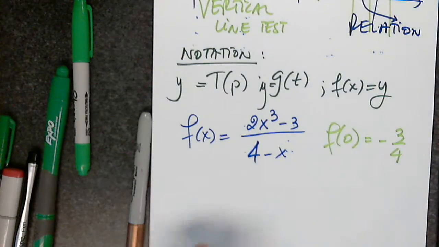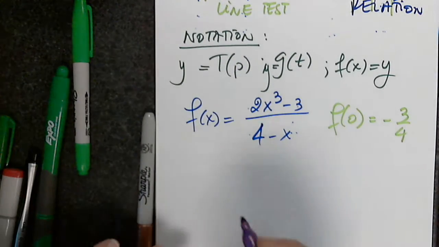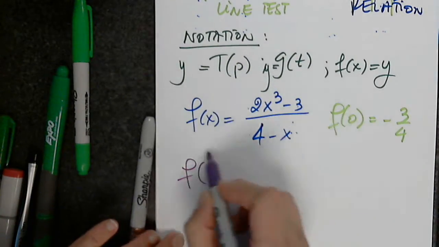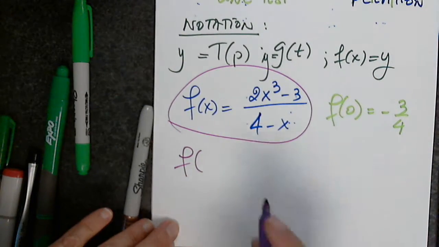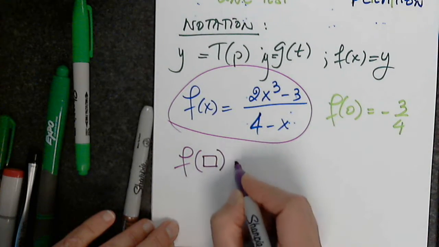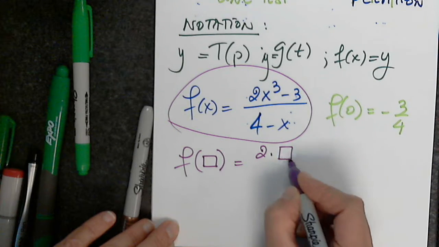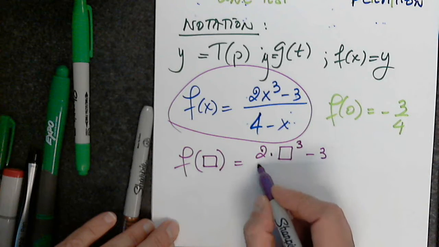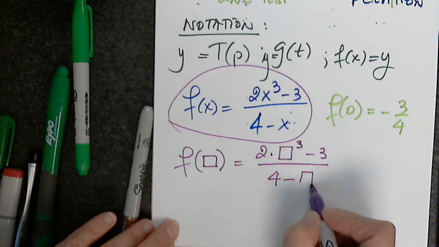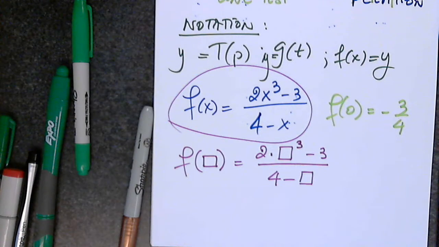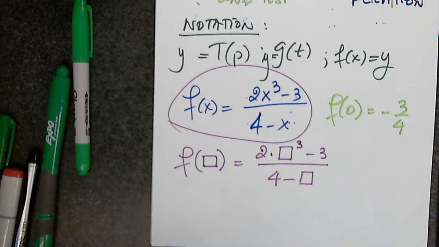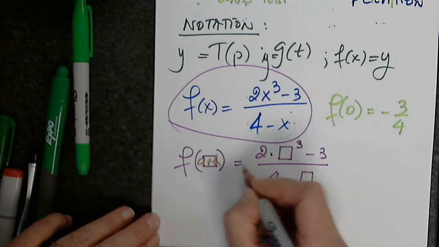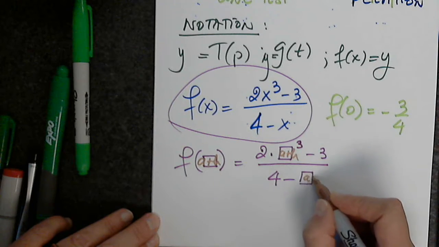And here's how I look at the function, and this is very important to understand. So this pattern tells me this: f of whatever equals 2 times whatever to the third minus 3 over 4 minus whatever. This is the pattern. This is what the function is doing to any input. So if you say the input is a plus h, then this is a plus h, and this is a plus h.